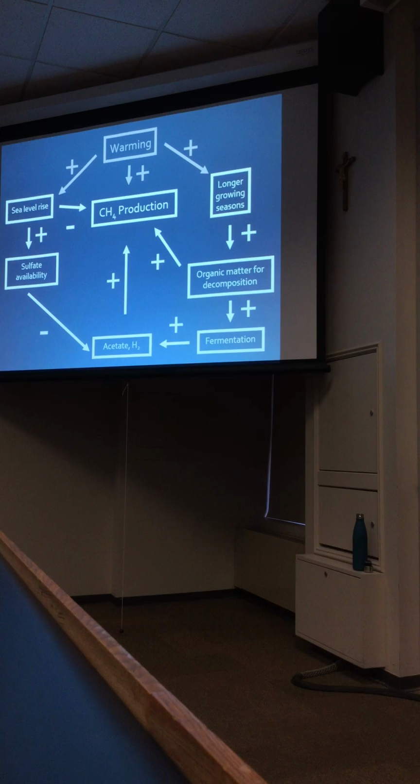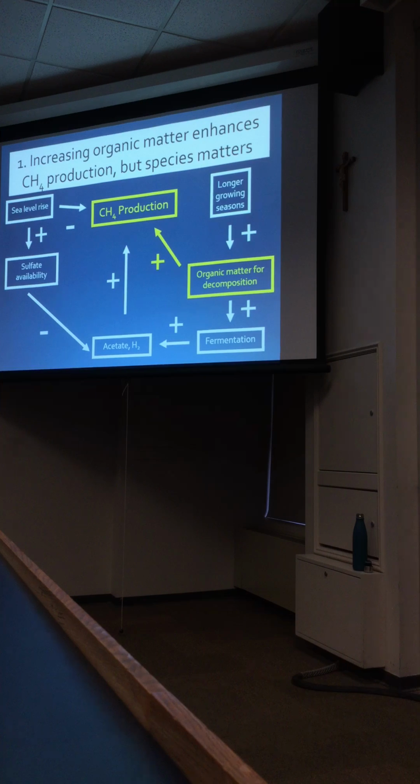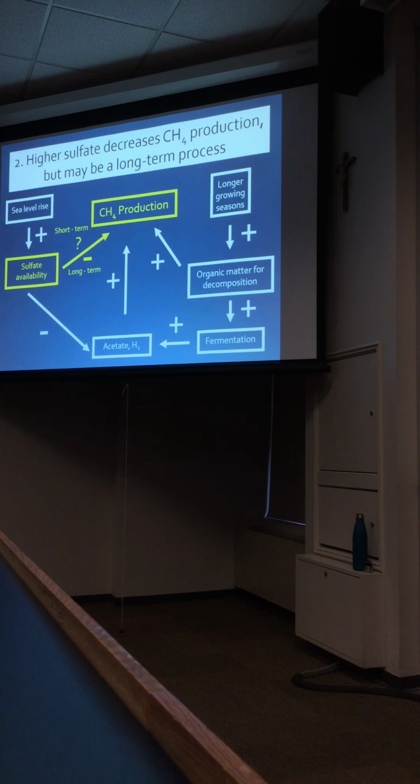So let's come back to our conceptual diagram here to really wrap up what we've learned. We found that increasing organic matter tends to enhance methane production, but it really matters what species, or the quality, of that vegetation. As far as sea level rise, at least in the long term, it looks like methane production would be decreased because there's higher sulfate availability and higher sulfate-reducing bacteria. We didn't see the same thing in those short-term 14-day incubations. And so that leaves us with the question: over what time period would we actually see a shift in the microbial community such that sulfate-reducing bacteria outcompete the methanogens?